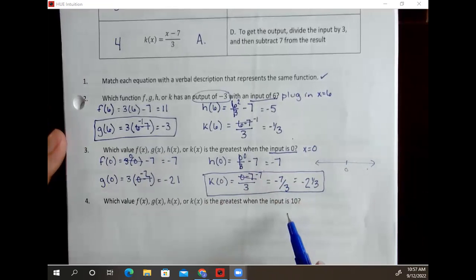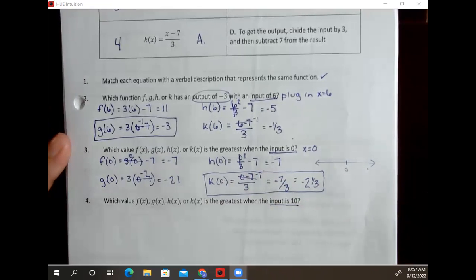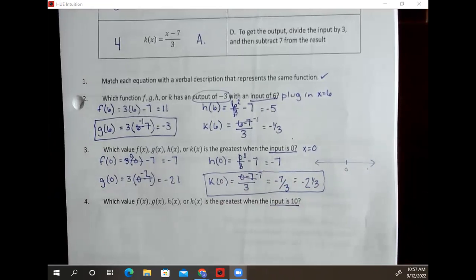Now, number 4 is asking a similar question, but this time our input is 10. I would like you to try number 4. Okay, we just did 2 together, so you try number 4.